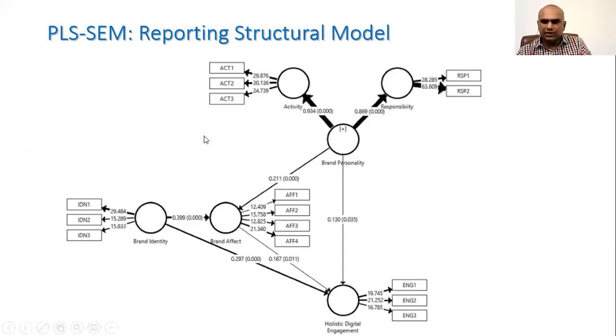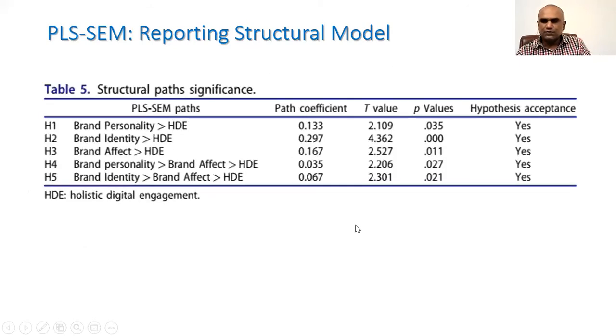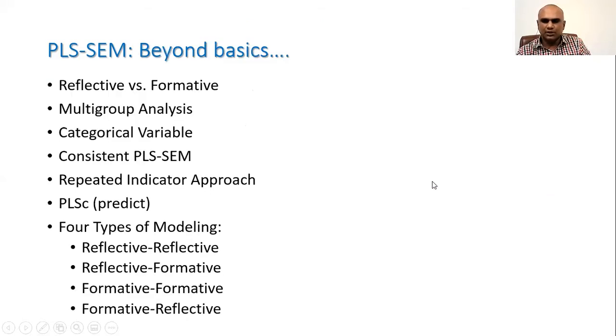You can right click on SmartPLS where you've drawn it after your result. Right click, copy the image, and paste wherever you want to paste. Again, these are the results for each of my hypotheses. I've taken the path coefficient, which is the original value, the t value, and I've given here my status, whether my hypothesis is accepted or not. Okay. That's about it.